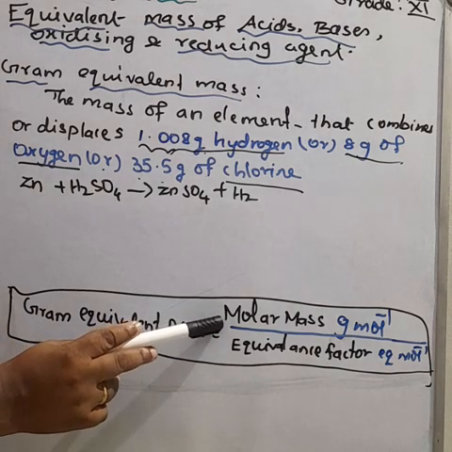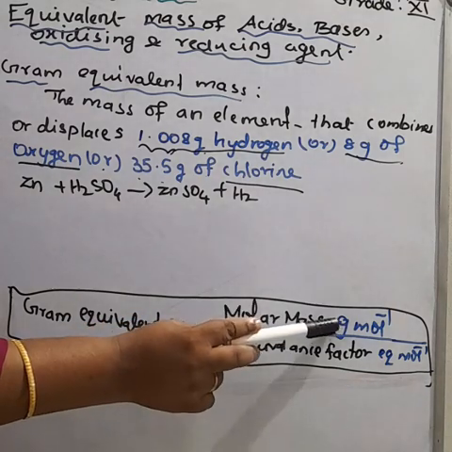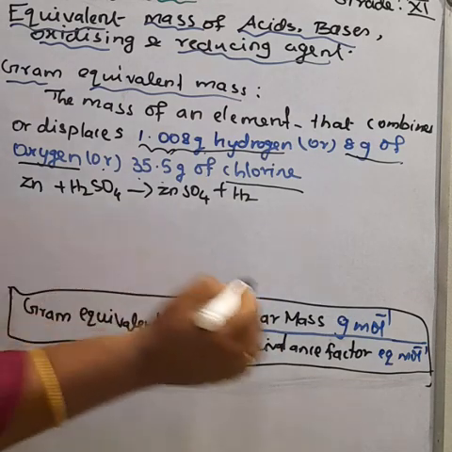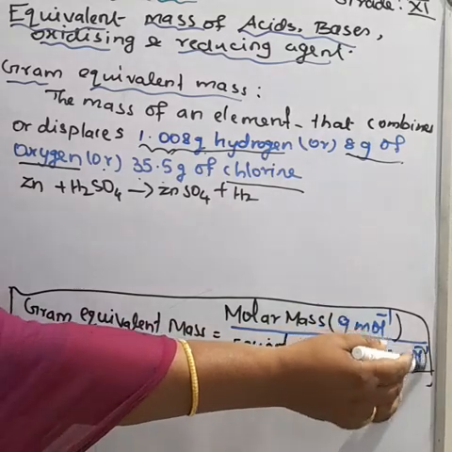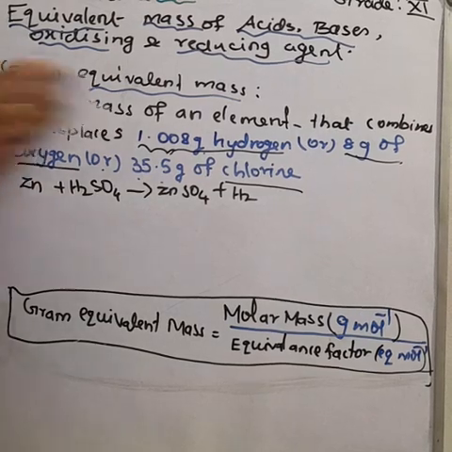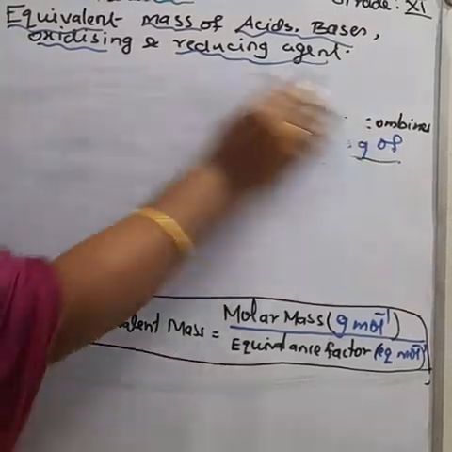molar mass. What is the unit of molar mass? Gram per mole, divided by equivalence factor. What is the unit of equivalence factor? Equivalent per mole. So we can calculate the gram equivalent mass using this formula. In your book, the calculation of gram equivalent mass of acids, bases, and oxidizing and reducing agents is given. How can we calculate it?